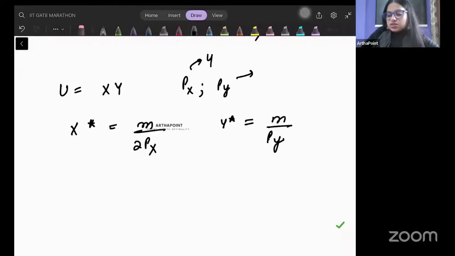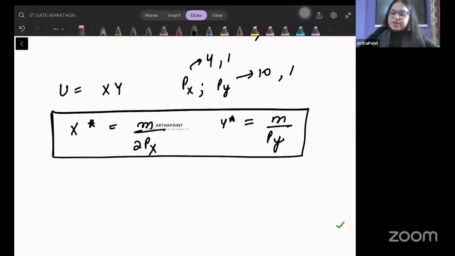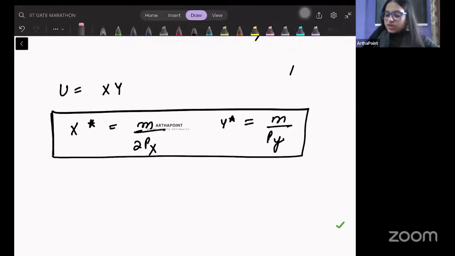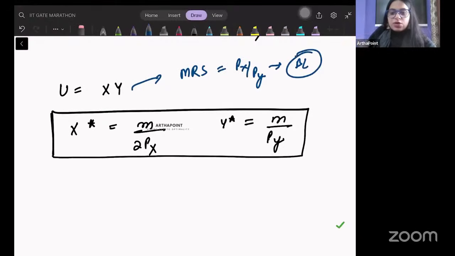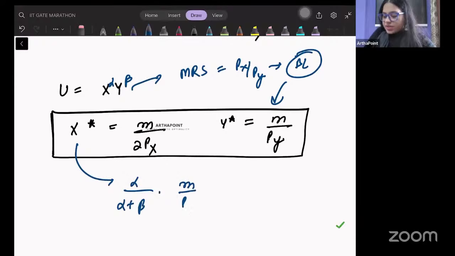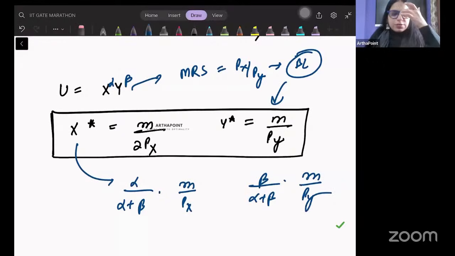अब px 4 भी हो सकता है, py 10 भी हो सकता है, px 1 हो सकता है, py भी 1 हो सकता है, does not matter. You will always have x star m by 2 px and y star m by 2 py. That will not change. That will always be the same. मतलब in the background इसमें हमने ये किया है कि हमने MRS को px by py से इक्वेट किया होगा, फिर इसको बजट लाइन में डाला होगा, but the final answer you can just remember. और अगर यहाँ पर कोई भी और पावर है अल्फा बीटा, then x star will be alpha upon alpha plus beta m by px and y star will be beta upon alpha plus beta m by py. That is how you have to remember.